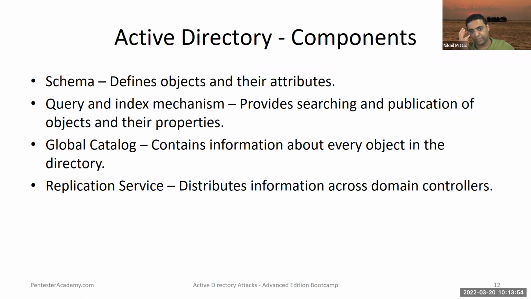Now, because by definition, Active Directory can span across the globe as well, there must be a query and index mechanism that provides searching and publication of objects and their properties so that users can search other users and computers and so on. This information is stored in a global catalog that contains information about every object in the directory, and each domain controller in a forest has the same copy of the global catalog. Now, how is that same copy maintained? Because there must be changes. That is maintained using the replication service that distributes information across domain controllers.